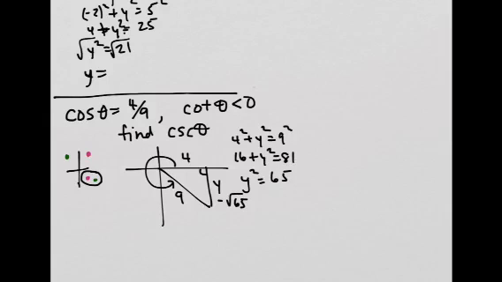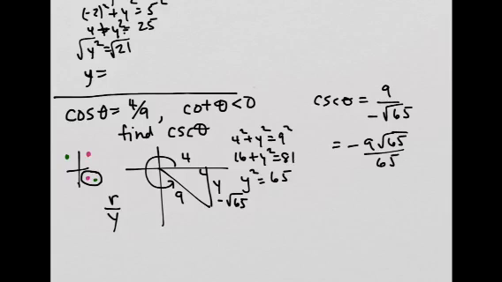Now it's asking for cosecant. Now cosecant is r over y, because it's the reciprocal of sine. So r is 9. So cosecant is 9 over negative square root of 65. Okay, so rationalize it. Negative 9 radical 65 over 65. And it doesn't reduce or simplify anymore, so there's your answer.